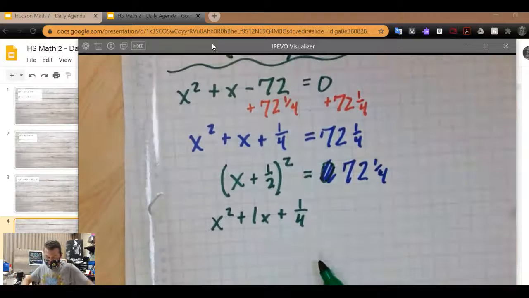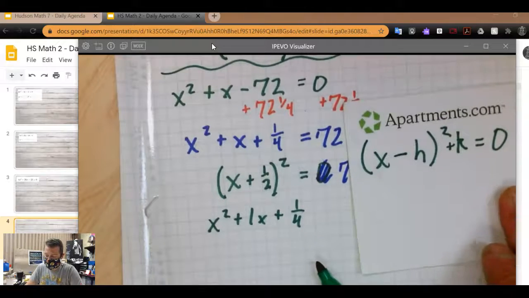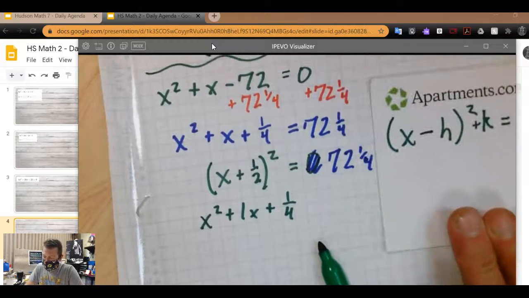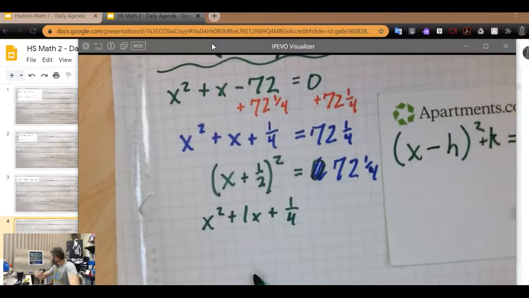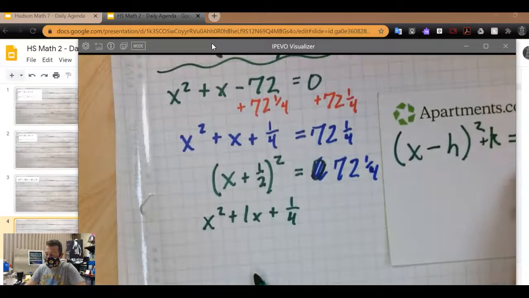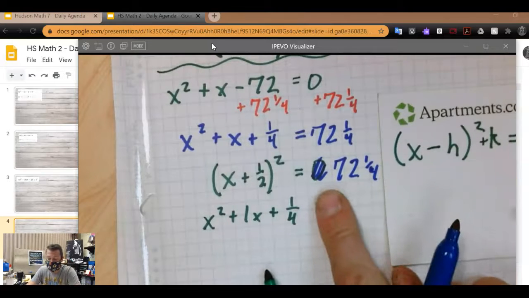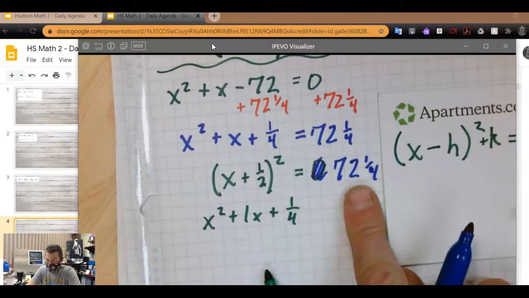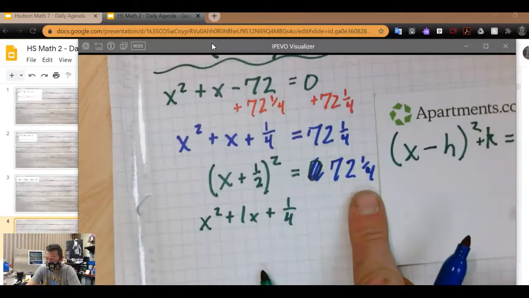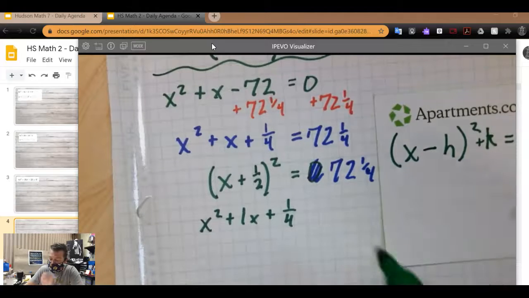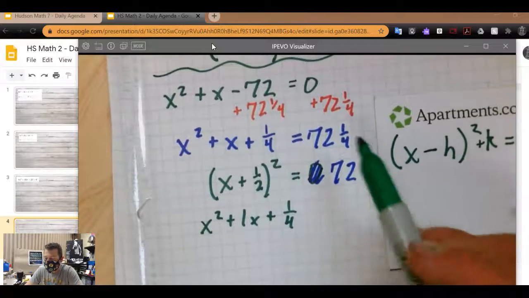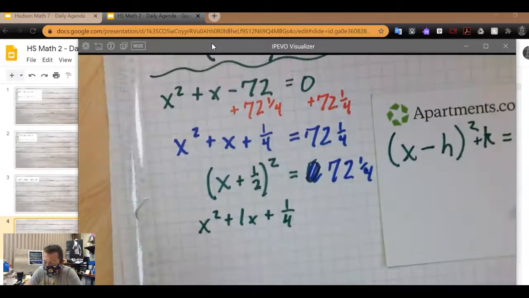Now, if we remember our HK form, right, we wrote this down last week. The vertex form of parabolas is x minus h squared plus k, equals 0. So we have to make this equal 0. Well, we can do that, right? If we subtract 72 1/4 from both sides, and this is not necessarily the route that you'll see if you look up how other people do it. Another thing we could have done, so I'm trying to make sure that if you go watch other people, it makes sense what they're doing.